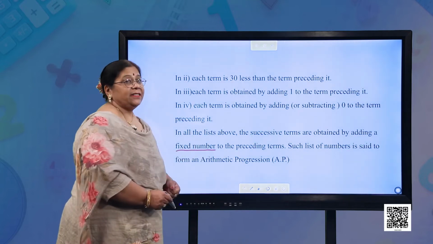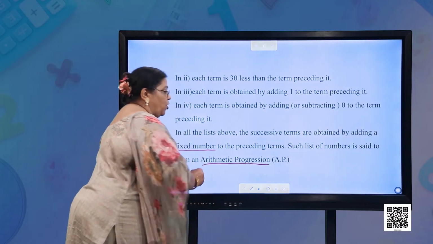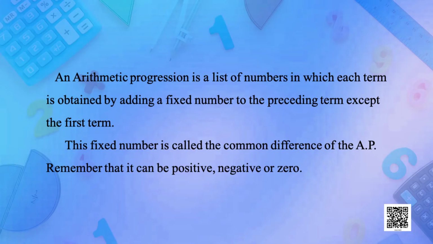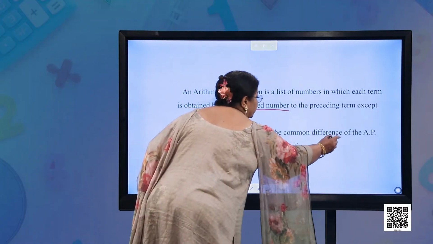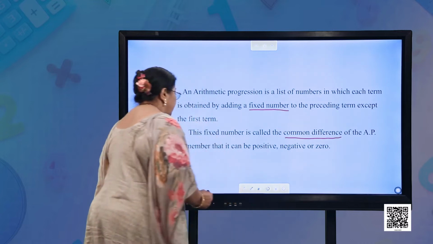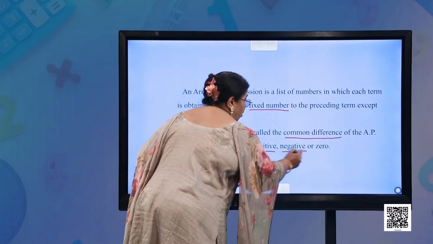Such a list of numbers is said to form an arithmetic progression. We call it an AP. An arithmetic progression is a list of numbers in which each term is obtained by adding a fixed number to the preceding term, except the first term. The fixed number is known as the common difference of the AP. Remember that it can be positive, negative or 0.